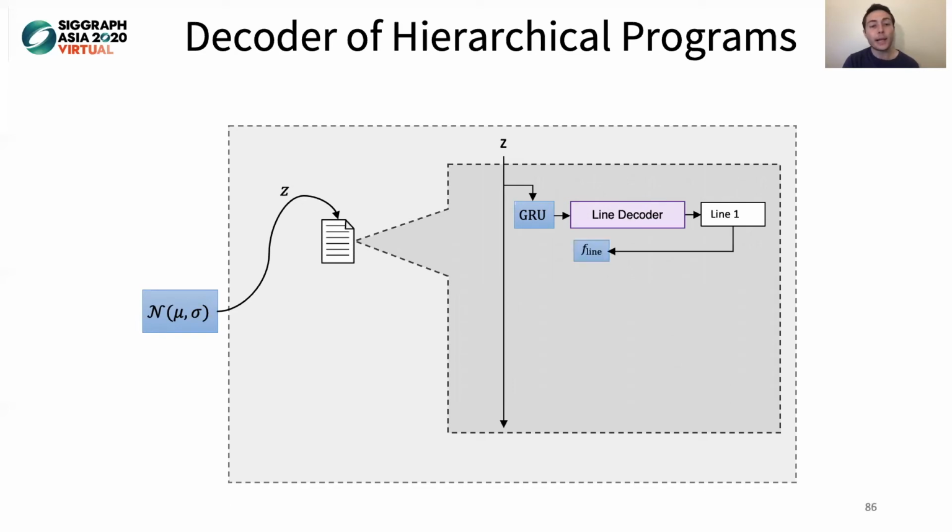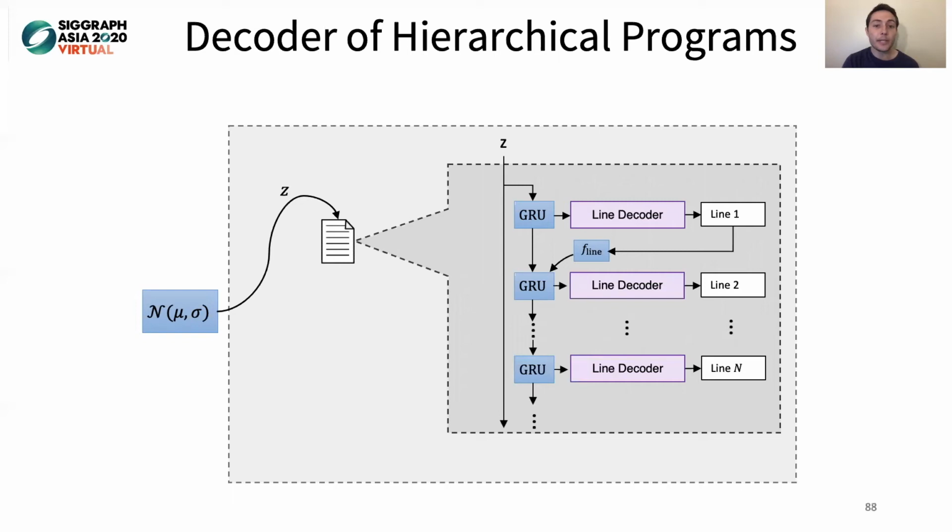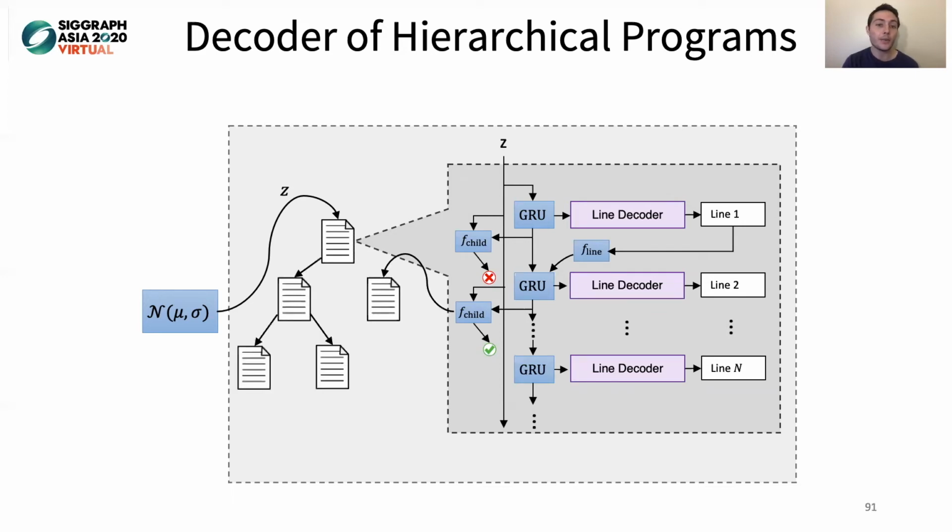This program line is then re-encoded and fed back into the GRU cell at the next time step. This process repeats recurrently until a special stop token is predicted. For each cuboid line, another module predicts if that part should have a subprogram or if it's just a leaf. When a subprogram is predicted, we recursively run this procedure, and in this way, a hierarchical ShapeAssembly program is predicted.